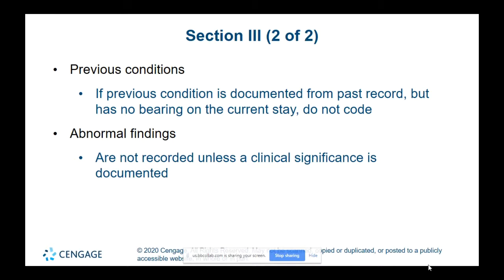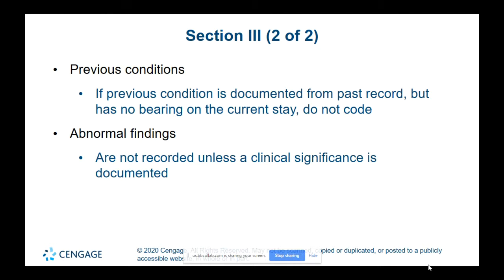But say that they were a previous alcoholic and they came in with liver issues, there's probably a good chance that that is related. So if it is, then you would document the history condition in there as well. And there's a different way that you're going to document the history of things.